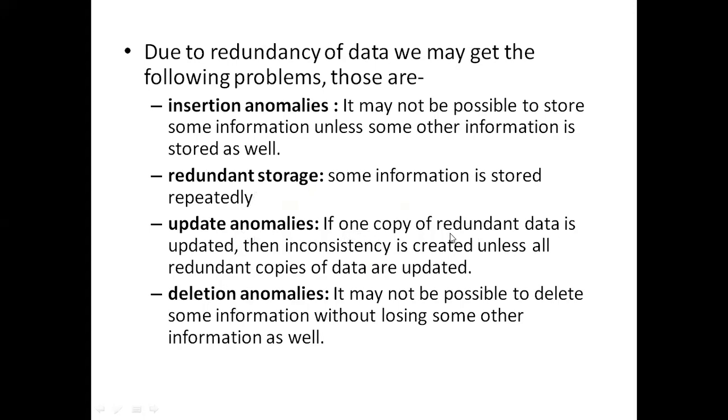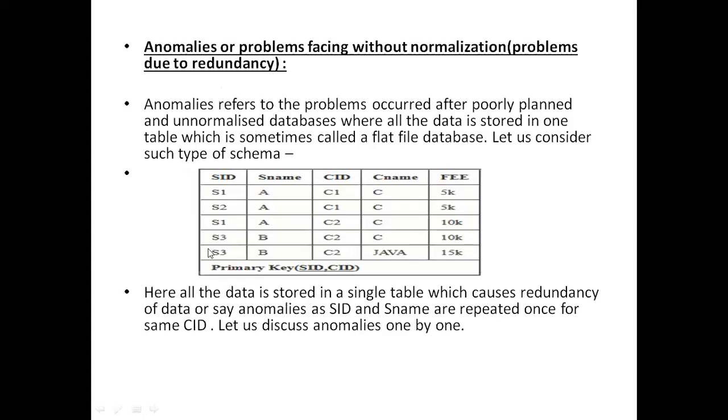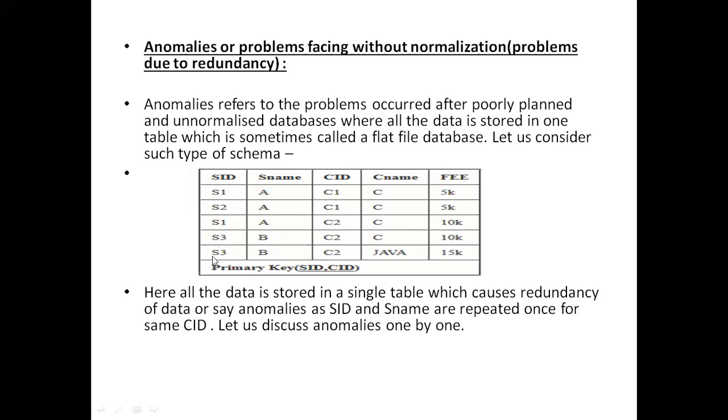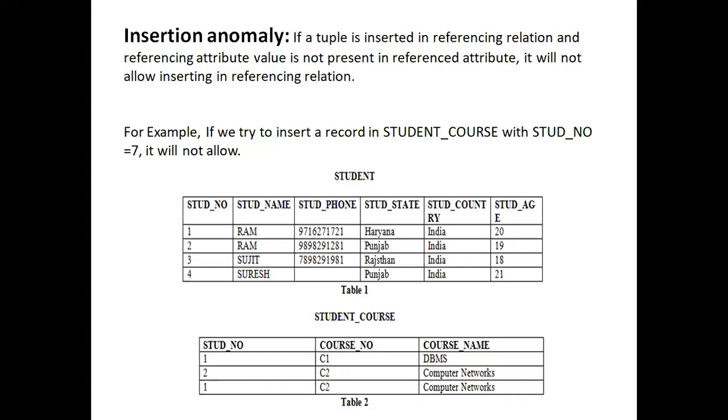Update anomalies. If one copy of redundant data is updated, then inconsistency is created unless all the copies of the data are updated. That means if we are going to update, the CID also has to be updated, right? So that leads to duplicacy. And deletion anomalies. It is not possible to delete some information without losing some other information as well. That means if I am deleting a record S3, the new course which has been added is also going to be deleted, right? So this leads to deletion anomalies.